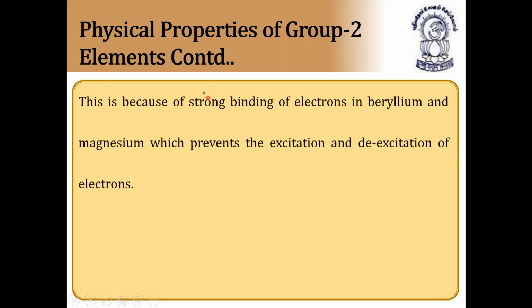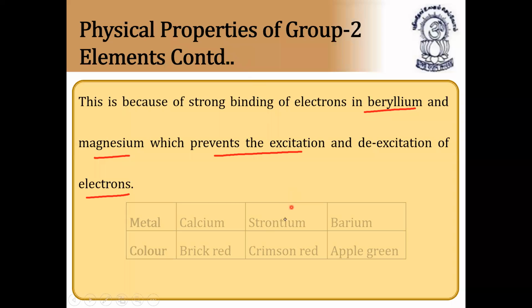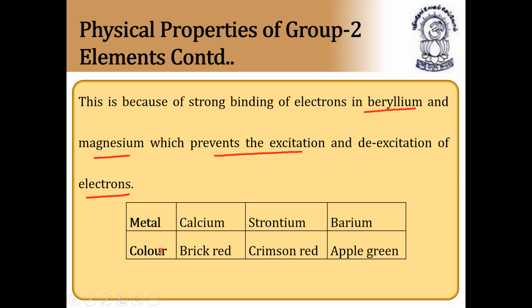This is because of strong binding of electrons in beryllium and magnesium, which prevents the excitation and de-excitation of electrons. The other metals which impart color to the flame: calcium is brick red, strontium is crimson red, and barium is apple green. So calcium brick red, strontium crimson red, barium apple green. So these are the colors imparted by these.